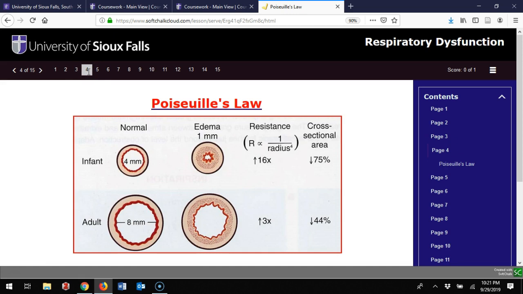The last one in the slide, we're going to talk just briefly about Poiseuille's law. So basically, on an infant, if they've got a very small airway, say 4 millimeters, and they have 1 millimeter of edema, you can see what a difference this makes. Resistance goes up 16 times, and if you look at the cross-sectional area, it diminishes by 75%. Versus in the adult that has an 8 millimeter airway to begin with, it increases by 1 millimeter. It's 3 times that for your resistance, and cross-sectional area will decrease by 44%, which is still very significant, but not as significant as this.